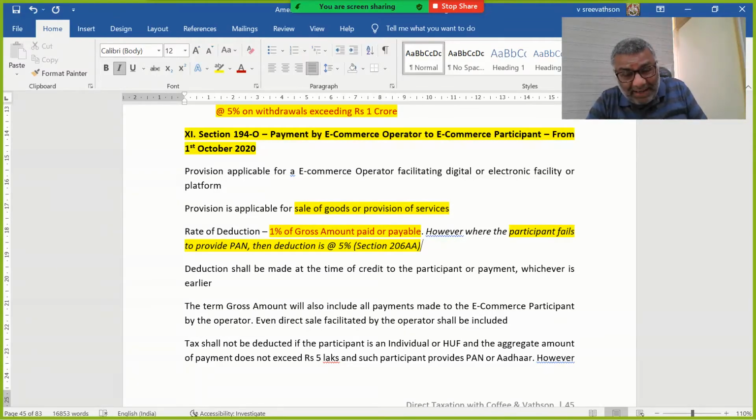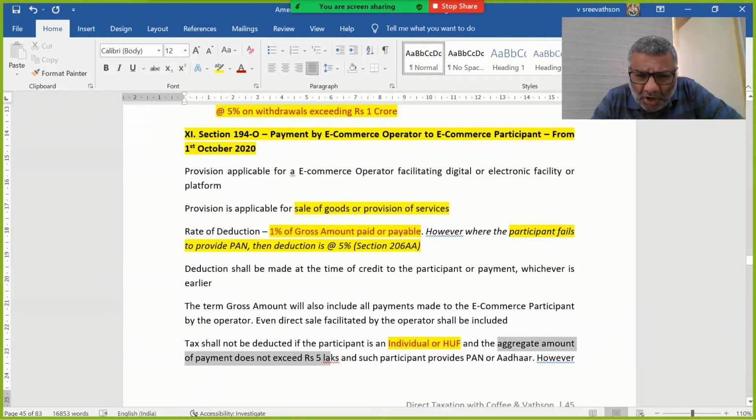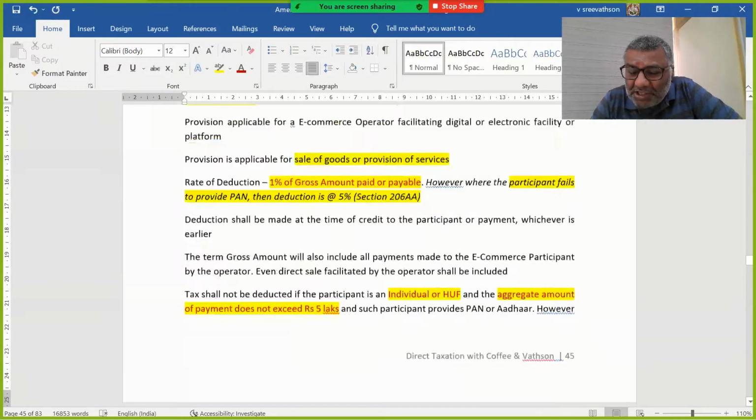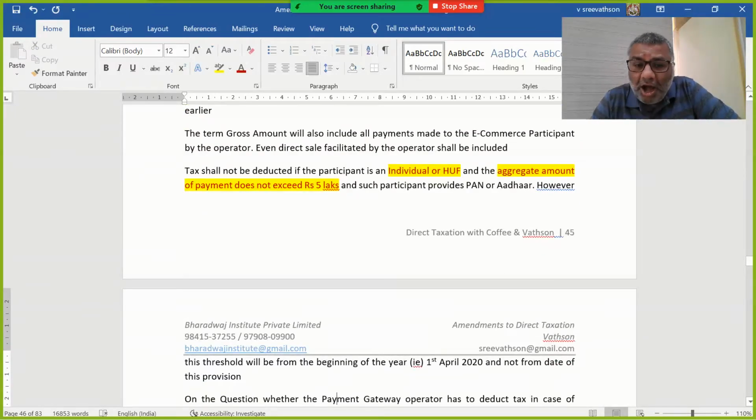tax will be deducted. Like that here also, tax shall not be deducted if the participant is an individual or HUF. So obviously not for companies, not for others. And the aggregate amount does not exceed 5 lakhs, provided he furnishes his PAN or Aadhaar.